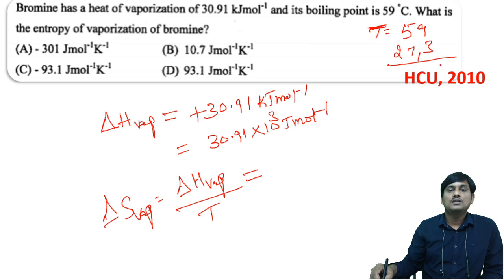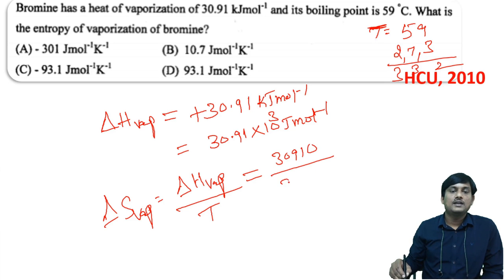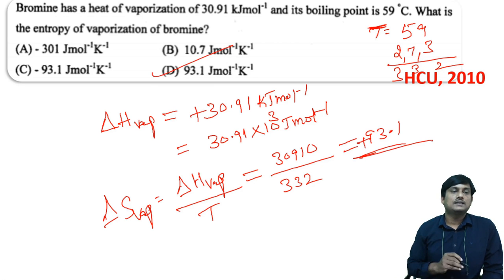273 plus 59, it will be 332. So you have to divide delta H by T, 30910 by 332. You will get around 93.1 joule per mole per Kelvin. Here you get a positive value.